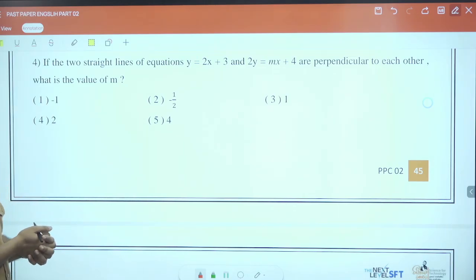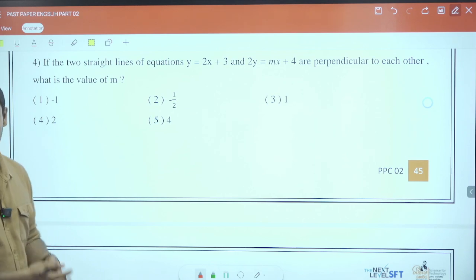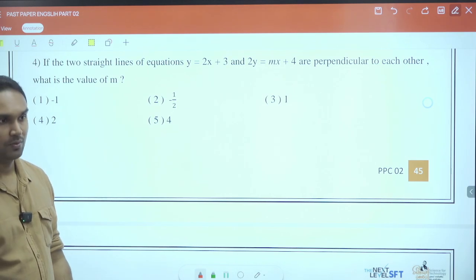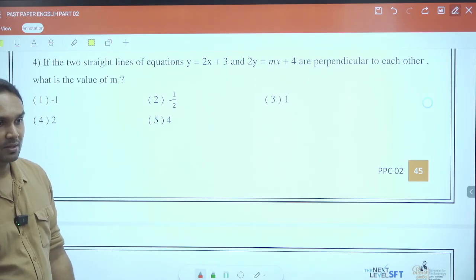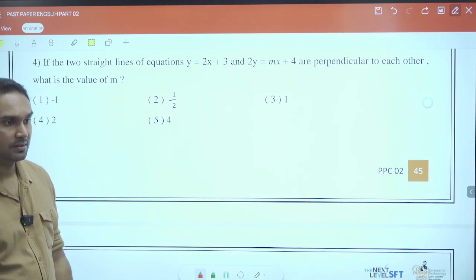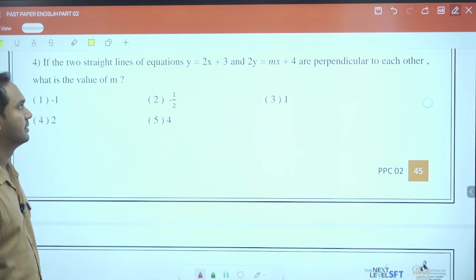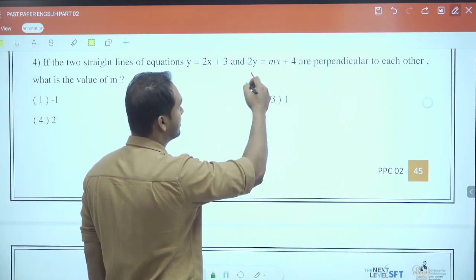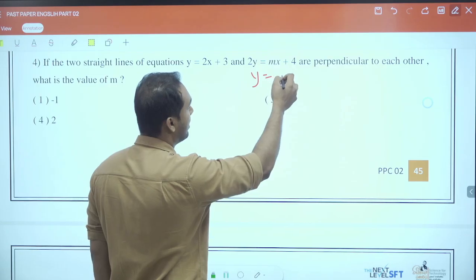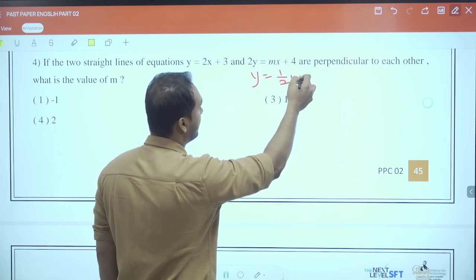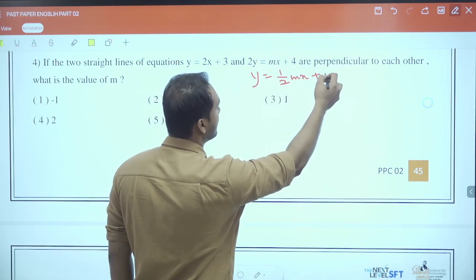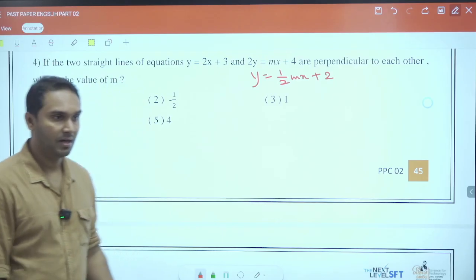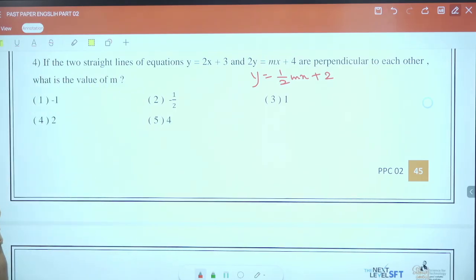No. The second formula is 2y equals mx plus 4. So you have to take it to the form y equals mx plus c. So the equation here should be constructed as y equals half mx plus 2, isn't it? Half mx plus 2. That is the standard form of it.